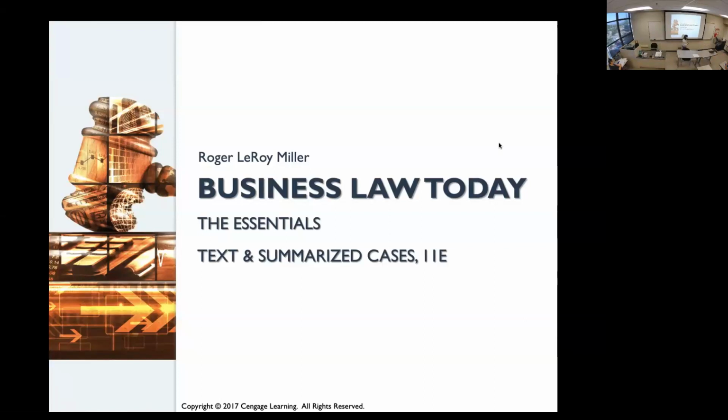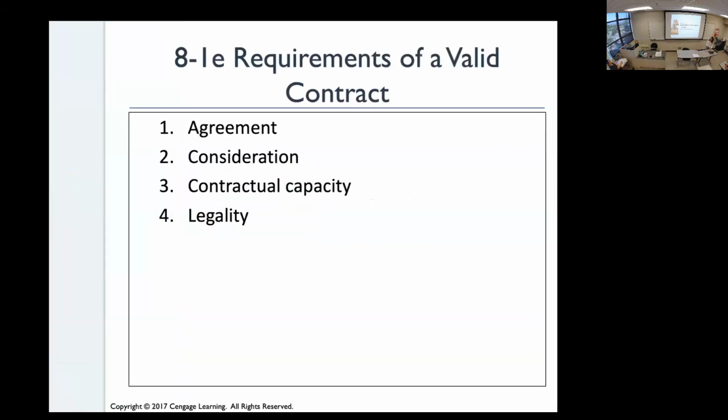Okay, this is our first chapter on contracts. We're going to have 3 chapters about contracts: 8, 9, and 10. So I'm going to do a lecture about chapter 8 today. There are 4 different elements of contracts, which by the way is your homework, right?